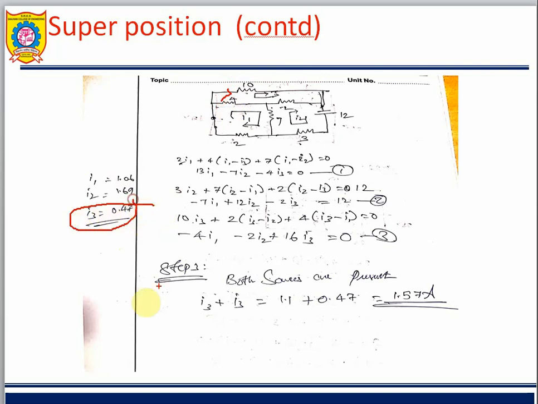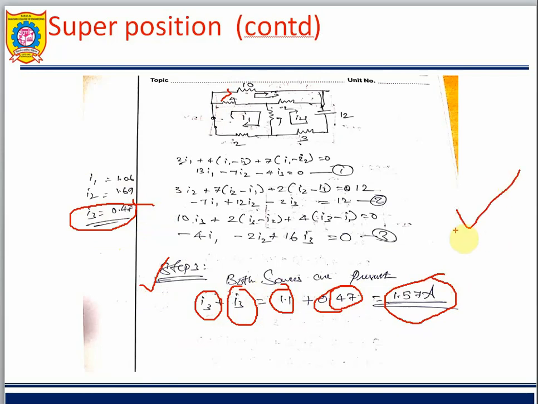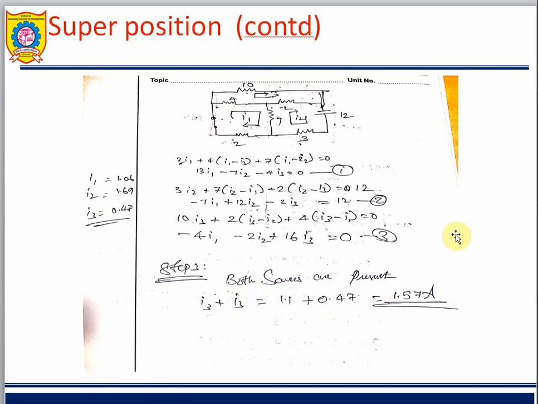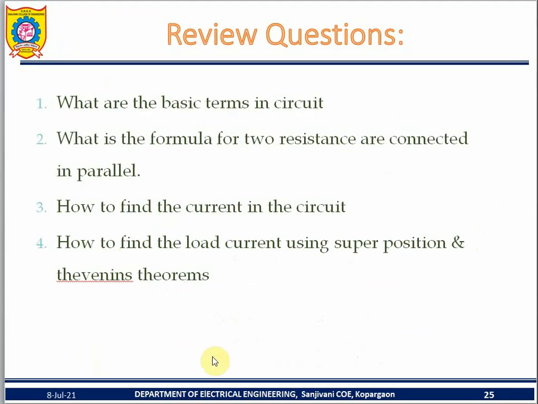What is step number 3? Step number 3, addition. So step number 1 I3, step number 2 I3. So 1.1 plus 0.4347. Okay, then the answer is this one. This is the superposition theorem. Over. So that's all. So you have found out the superposition theorem.